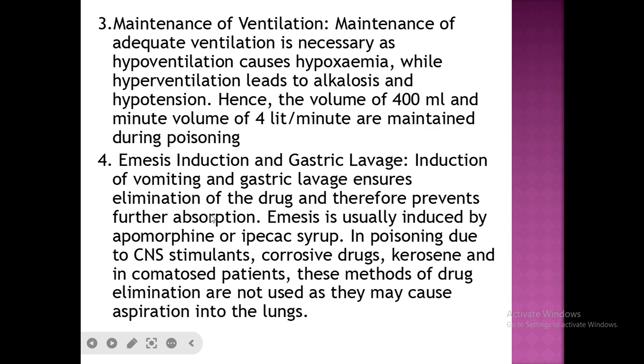Then the third step is maintenance of ventilation. Maintenance of adequate ventilation is necessary as hypoventilation causes hypoxemia. So when the patient is not able to breathe properly, it can lead to reduced oxygen levels in the blood. That is nothing but hypoxemia. While hyperventilation, that is excessive breathing, can lead to alkalosis and hypotension, reduced BP. Hence, the tidal volume of 400 ml and minute volume of 4 liters per minute are maintained during poisoning.